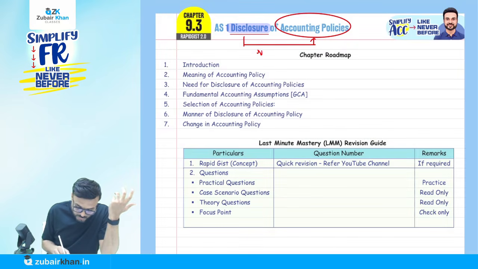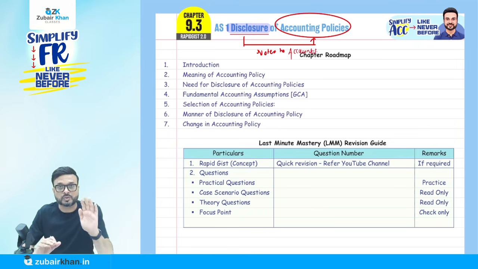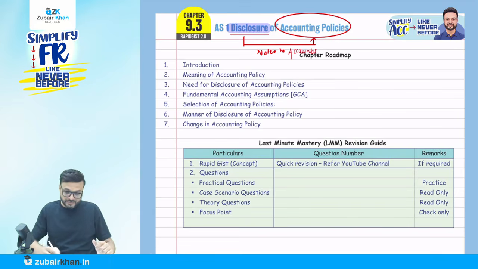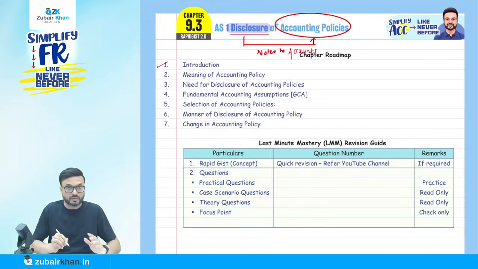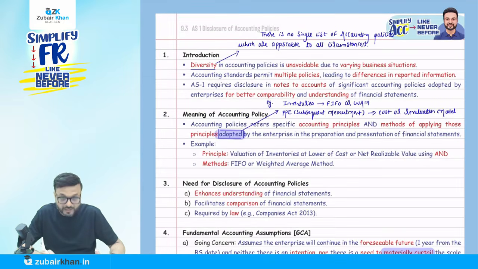We have to disclose it in notes to accounts. Notes to accounts, we have to disclose this accounting policy. Now, we will start one by one from here. Each and every point I will discuss with you. First, the introduction.